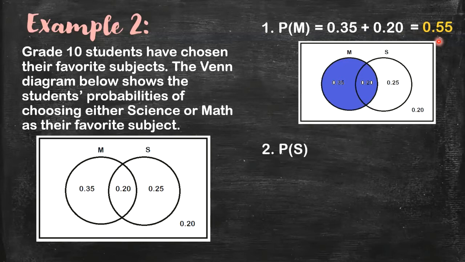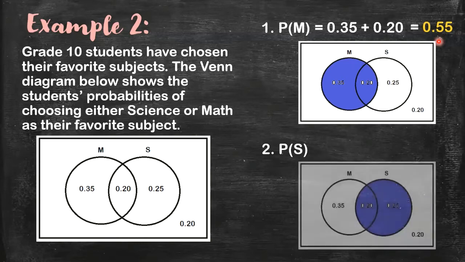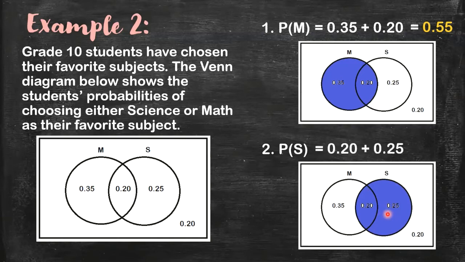What about P of S? Ilan naman ang percentage ng grade 10 students na gusto science? Okay? So, ito naman ang Venn diagram na magre-represent dyan. Okay? The circle for science. Okay? So, i-add up nyo lang lahat ng nakikita nyong decimals dito. Okay? So, it's 0.20 plus 0.25. You will get 0.45. So, it means that 45% of the grade 10 students like science.